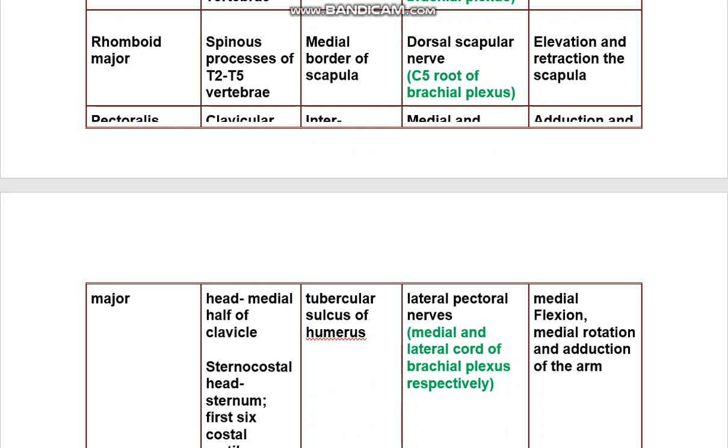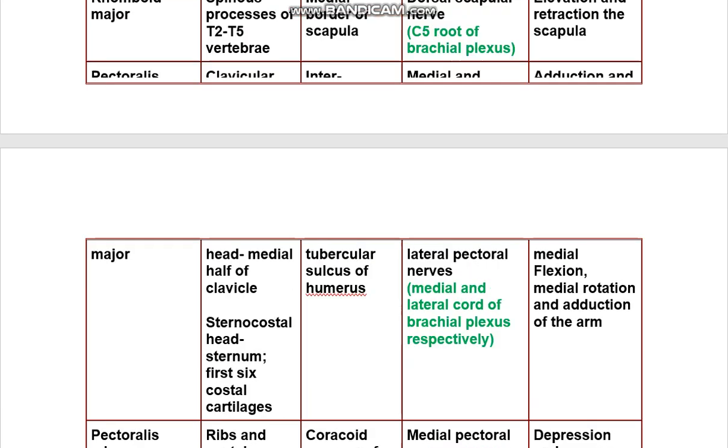Now, we've also got a few more to go here of these muscles attaching the upper extremity to the axial skeleton. So we've got the pectoralis major, the pec major, can't really see it well here, but the pec major is going to be attached to the clavicular head, or the medial half of the clavicle, and it'll also be attached to the sternocostal head, or sternum, and the first 6 costal cartilages. The pec major is also attached to the intertubercular sulcus of the humerus.